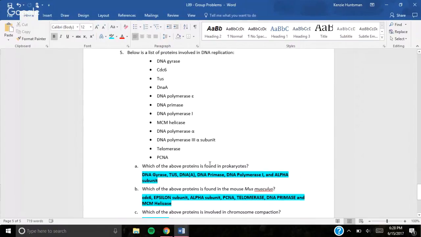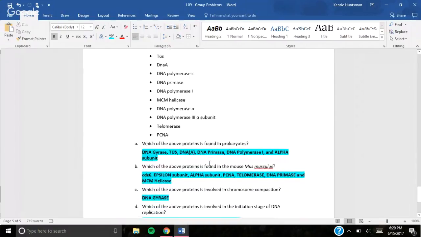All right, so for this one, we're given a list of proteins involved in replication and have to answer the question based on the protein. So for this one, which of the above proteins is found in a prokaryote? So we found that DNA gyrase, TUS, DNA A, DNA primase, DNA polymerase 1, and alpha subunit are found in prokaryotes. Now, which of the above proteins is found in Mus musculus? So mice are eukaryotes, so we looked for all the proteins found in eukaryotes. So we have CDC6, the epsilon subunit, alpha subunit, PCNA, telomerase, DNA primase, and MCM helicase.